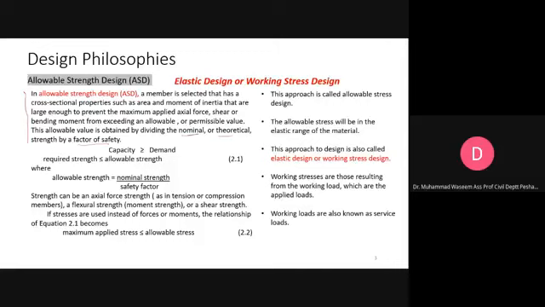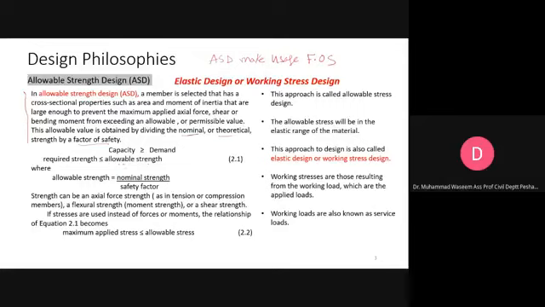So in the ASD philosophy, we make use of a factor of safety. The basic philosophy of the design is that the capacity of the member should be large, or at least equal to the demand. This demand we can also term the required strength of the member.